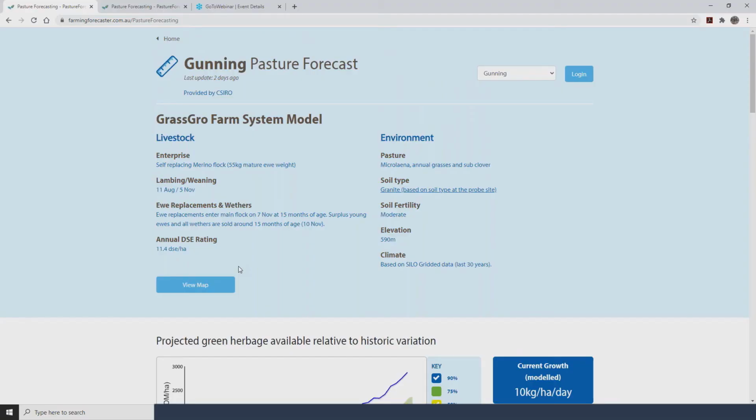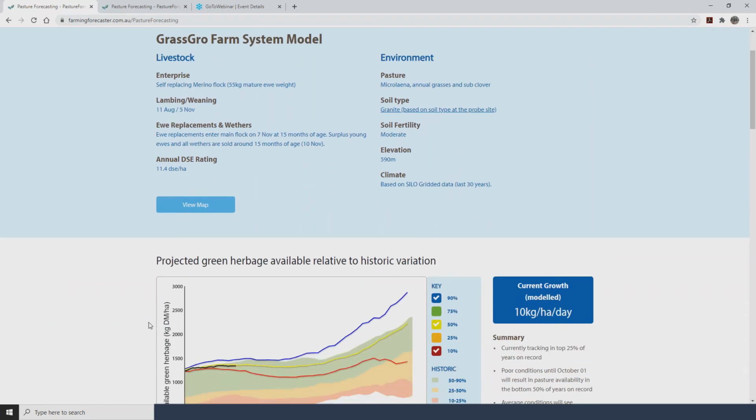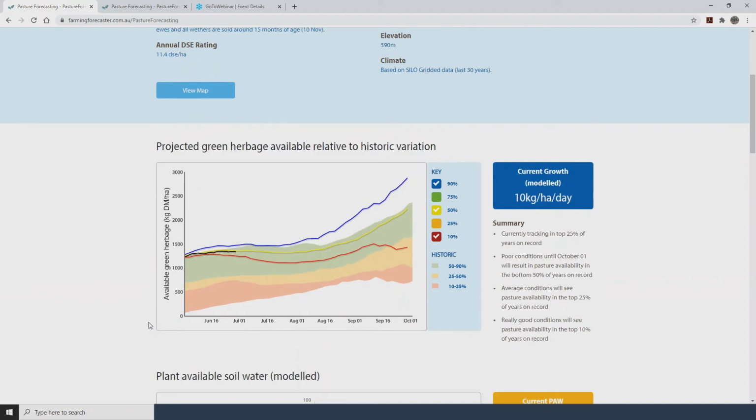If we now look at the current pasture forecast graph, and this is the Gunning example, if we scroll down on this page and look at the pasture forecast graph, this is as of the 25th of June 2020. We can see that the model was spun up to the start of June, and then the model has used the most recent 30 years of weather data to simulate pasture and livestock performance across this tactical period.